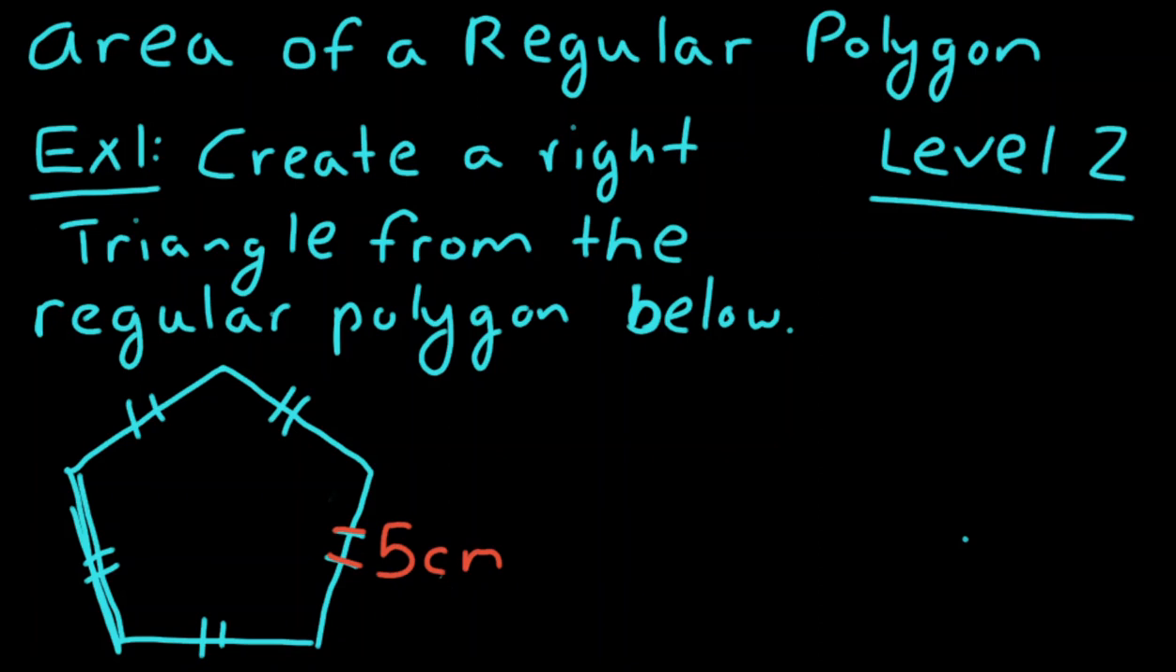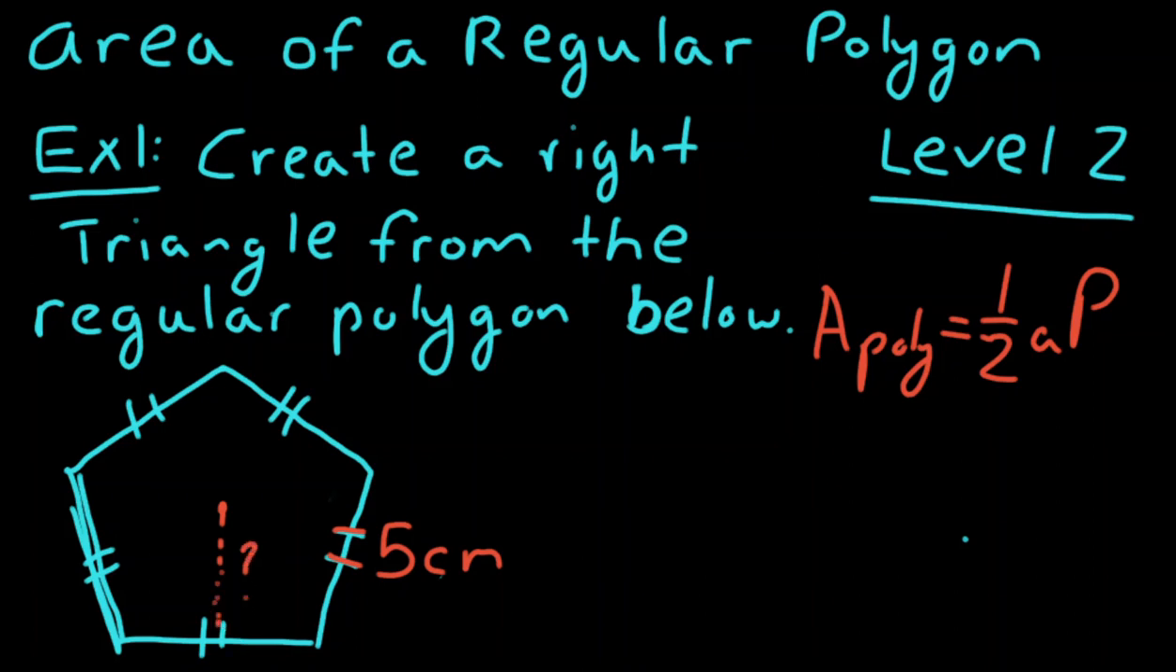Well, we know that our formula for the area of a regular polygon will be the area of the polygon is equal to 1/2 the apothem times the perimeter, as we discussed in our level 2 video. Now, in this case, though, you might notice something is missing. We do not, in fact, see the apothem. It is missing, and we don't know what it is.